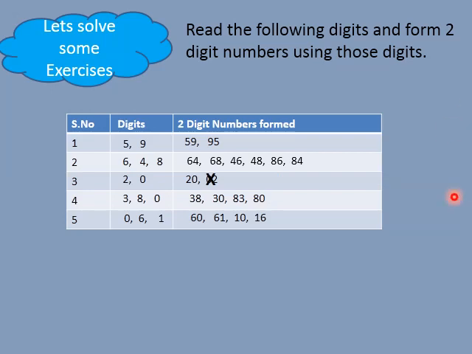That's the last exercise. 06 and 01, we cannot make these as two-digit numbers, so we will start from 6 in the tens place and 0 in the units place is 60. 6 in the tens place and 1 in the units place is 61. Similarly, 1 and 0, 10. 1 and 6 is 16.